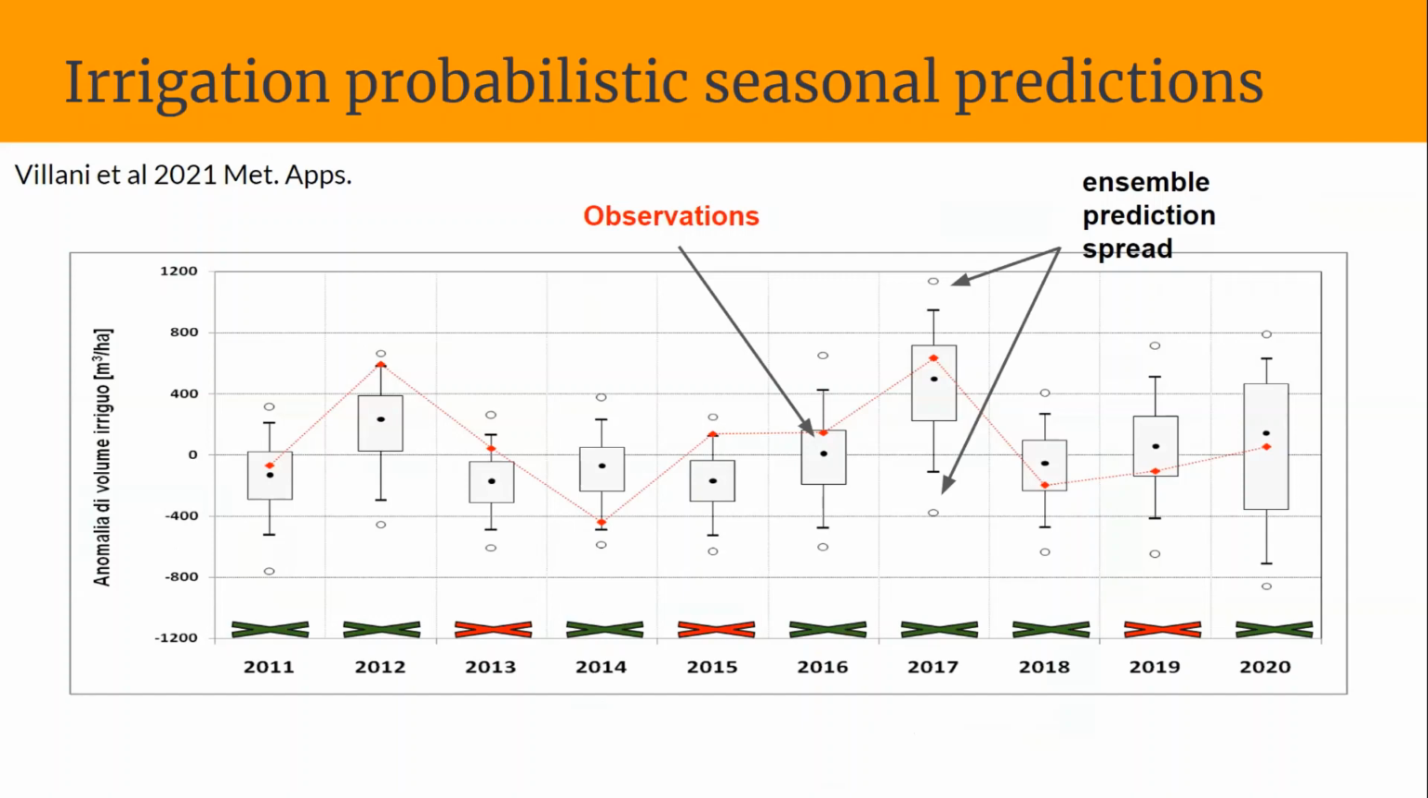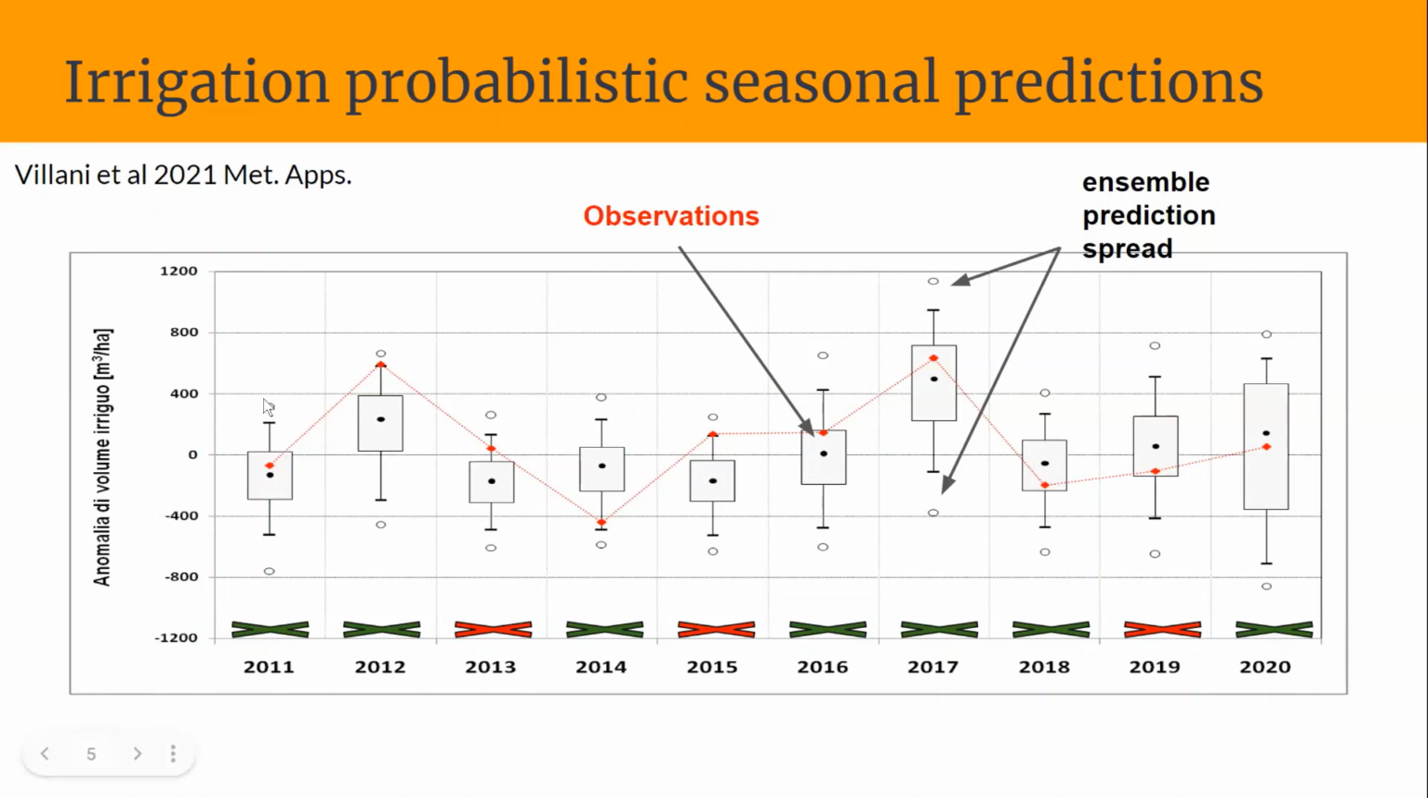These are anomalies of water need that have been produced for the years from 2011 to 2020. In particular, you can see this is the mean value for Emilia-Romagna from the plain area of Emilia-Romagna. As you can see, the forecast most of the time are able to capture... you see the years on the x-axis and the anomaly of irrigation water volume on the y-axis.